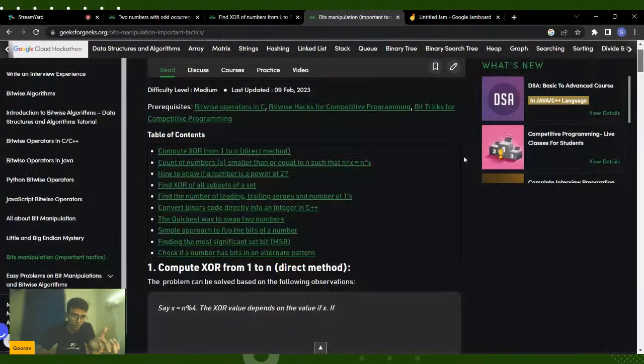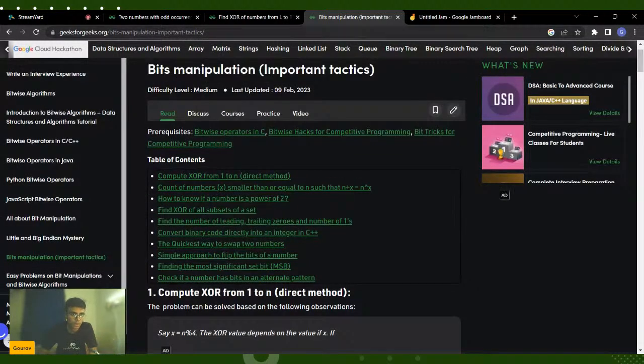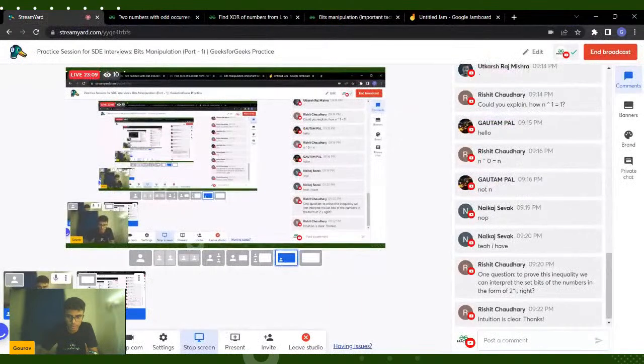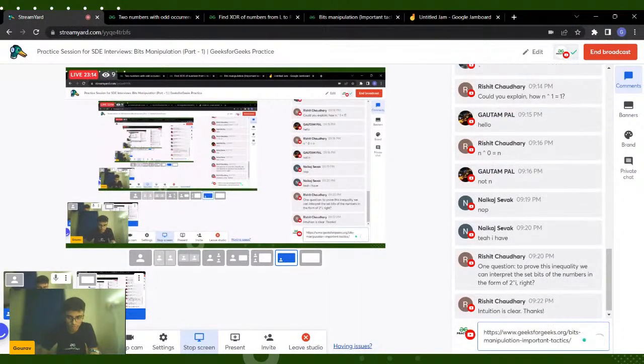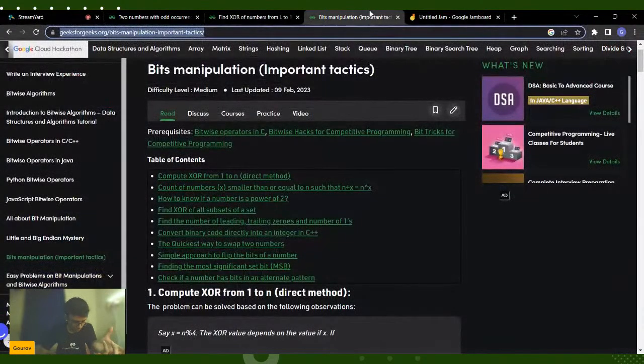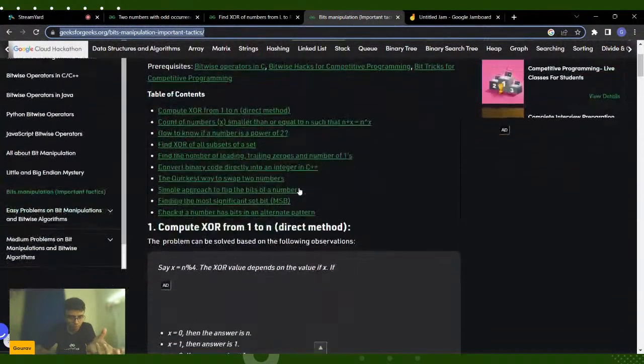Okay. So I'm giving you a link to a collection of articles on GeeksforGeeks. Try to have a read of all the articles. I will be discussing a few of them in this session. Definitely, I cannot discuss all the articles. There are around 20-25 articles present here. But I will be discussing the important ones. So let's have a look here.